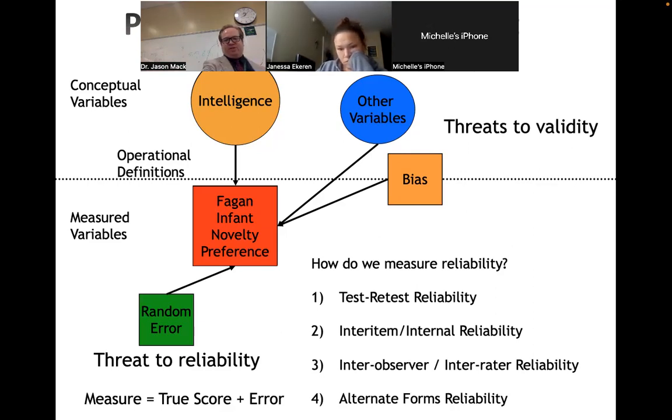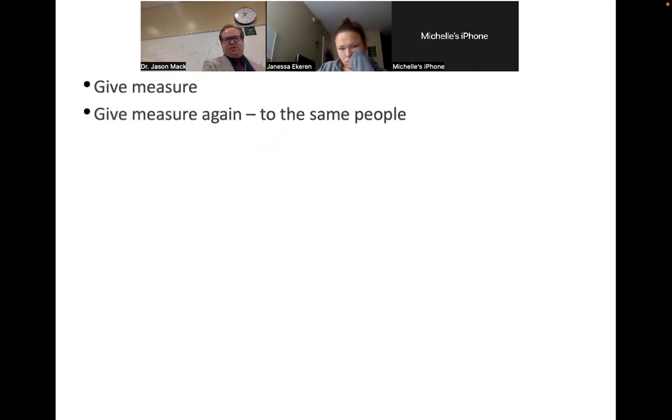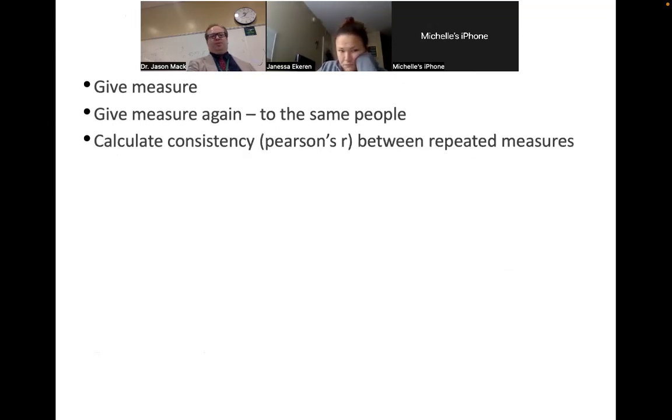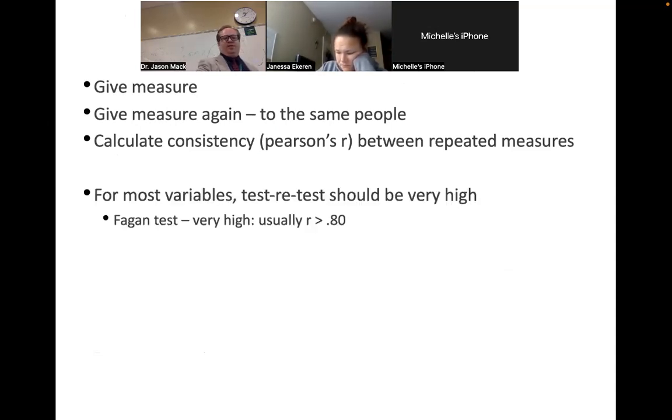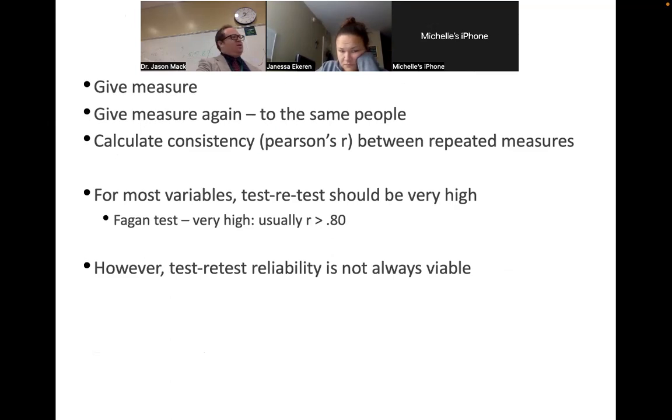Remember, reliability is consistency. So test-retest reliability: give a measure, then give the same measure again to the same people. Calculate consistency. Use Pearson's r. Don't worry about that, we'll do that later. For most variables, it should be pretty high. Reliability should be greater than 0.80. That's just a standard for the social sciences.